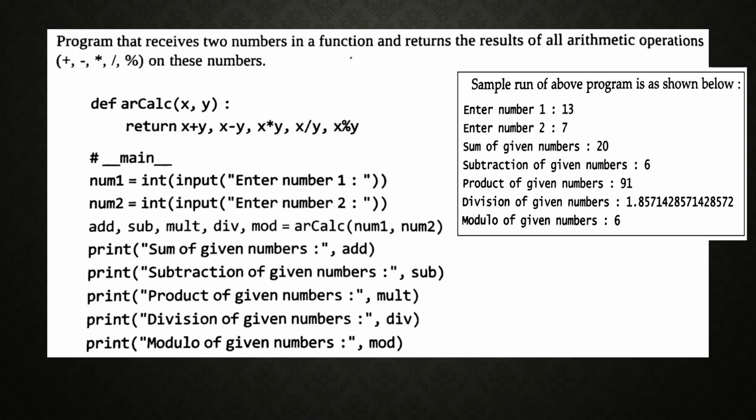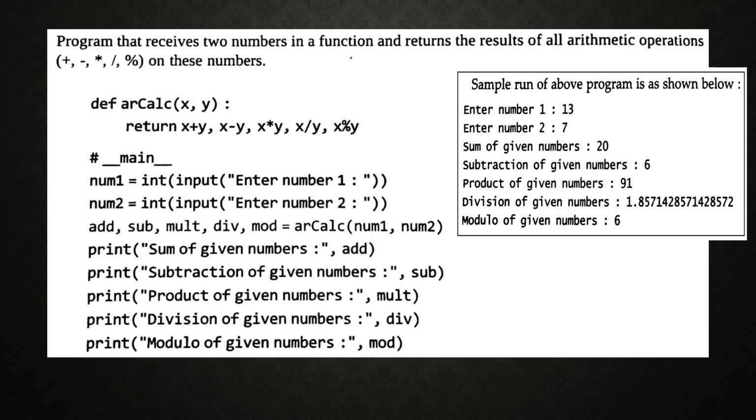And after this one, that is the main function, hash main function. That particular statement is not part of the function and is outside the function, or we can say it is the caller function or calling function. Num1 equal to int input enter number 1, that is to read the first number. Num2, that is to read the second number. Add, subtraction, multiplication, division, modulus equal to, so in a single statement we get the answers to all the arithmetic operations, arithmetic calculation num1 comma num2.